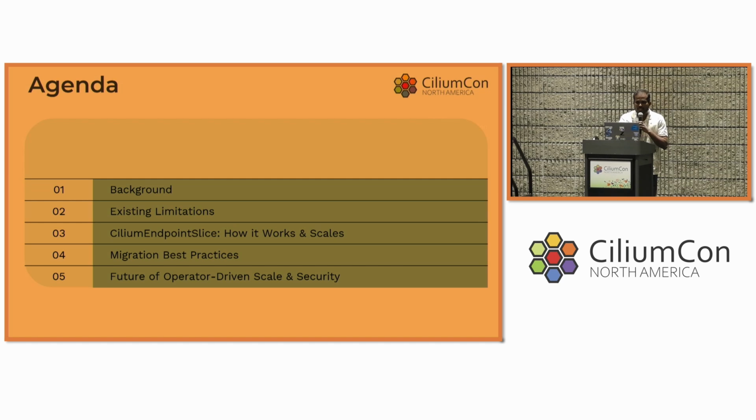So the agenda for today's meeting is we'll first start with the basics, what Cilium endpoint is, what Cilium identity is, and then we talk about the existing limitations, like what is the scale issue with the existing Cilium endpoints, and how CiliumEndpointSlice is going to help us in solving the problem, and what is the safest and best way to migrate from Cilium endpoints to CiliumEndpointSlice. And also we will cover what are the improvements we are bringing in on top of the existing CiliumEndpointSlice.